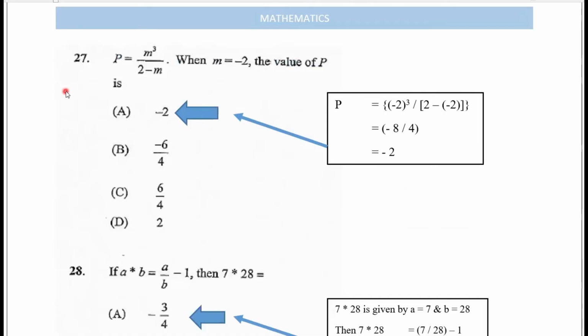27. If P is equal to m cubed over 2 minus m, when m is minus 2, what's the value of P? All we need to do is substitute minus 2 into this entire equation, and we will work out P, right? So let's look at it here. m cubed will be what? Minus 2 cubed divided by 2 minus 2.